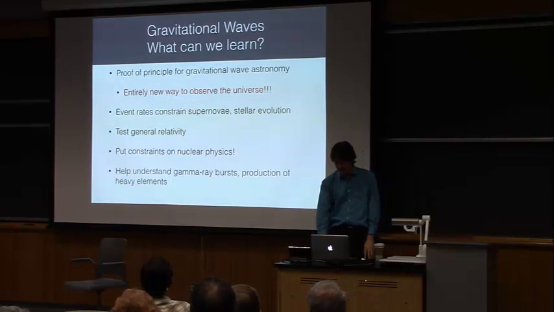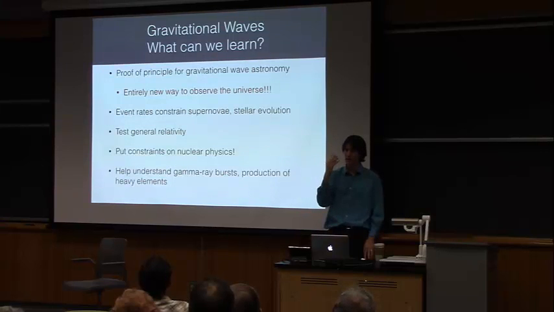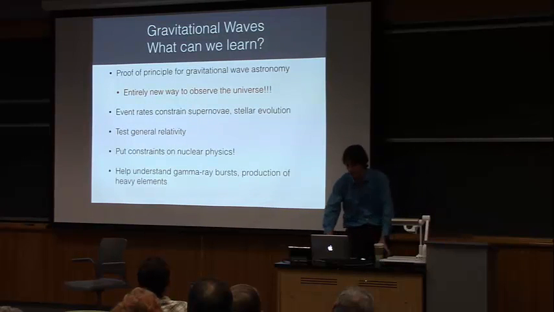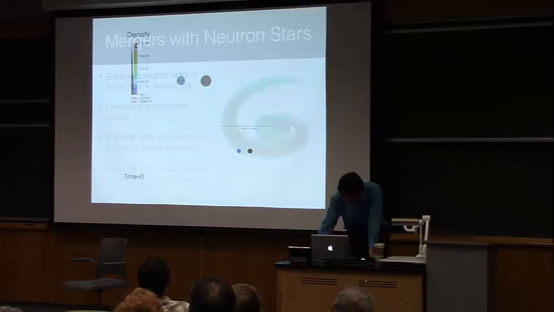And finally, you can understand gamma ray bursts, which are very short bursts, less than a second, of extremely bright gamma rays that we observe regularly, but whose origin is not fully understood, and possibly the production of heavy elements. And that is because of mergers involving neutron stars, which I'm going to show you here.